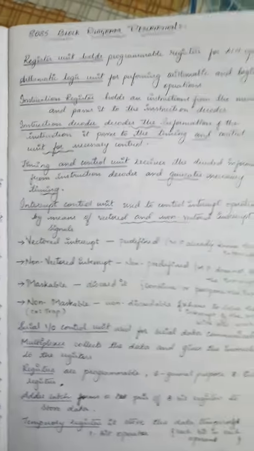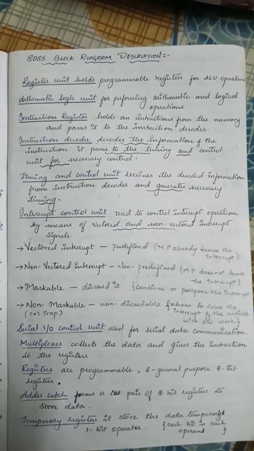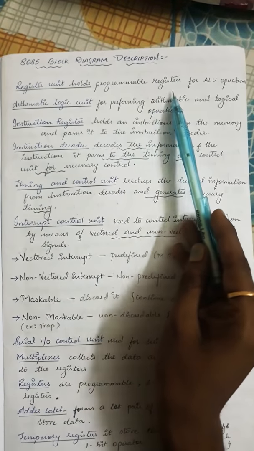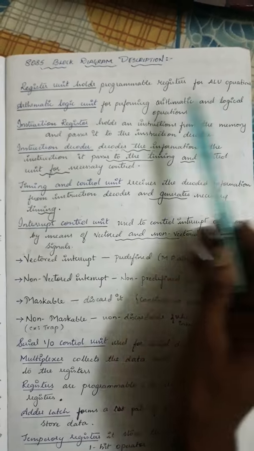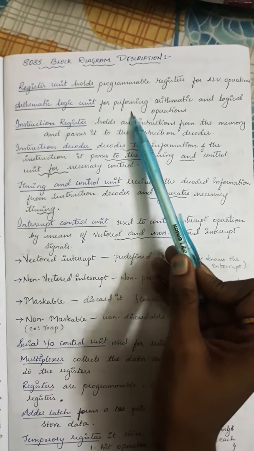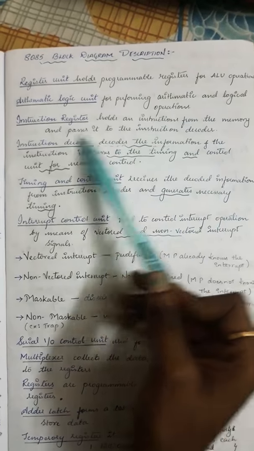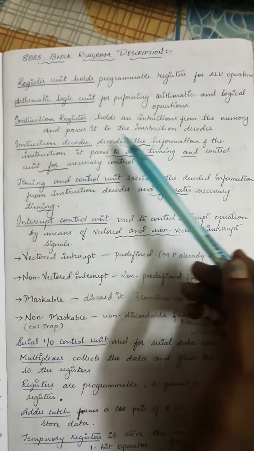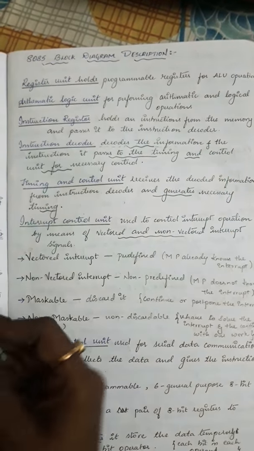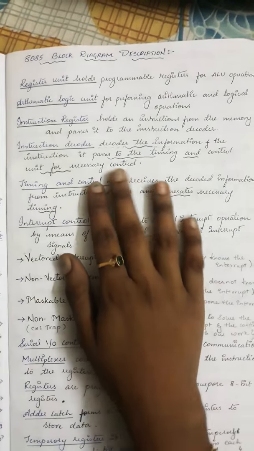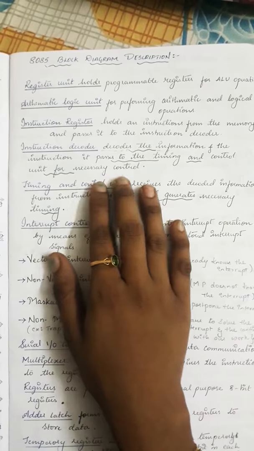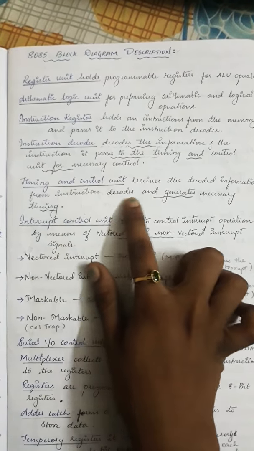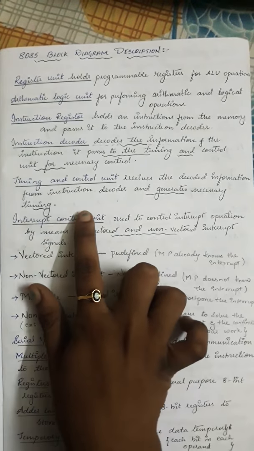Moving on to the diagram description, each performance. Okay, so now the register unit holds programmable registers for ALU operations. Then the arithmetic logic unit performs arithmetic and logical operations. The instruction register holds the instruction from memory and passes it to the instruction decoder. That's what I told. It decodes the information of the instruction. It passes to the timing and control unit for necessary control. Timing and control decodes and generates the necessary timings.